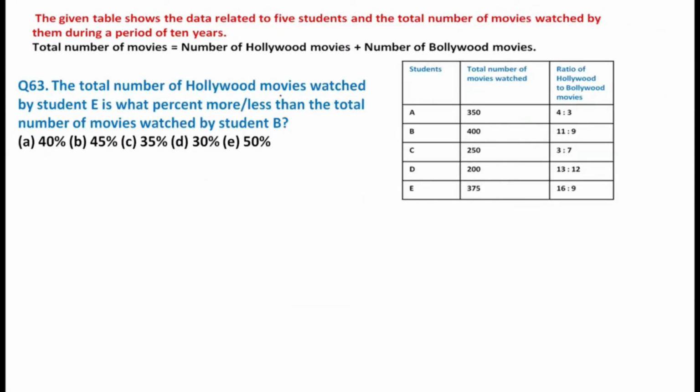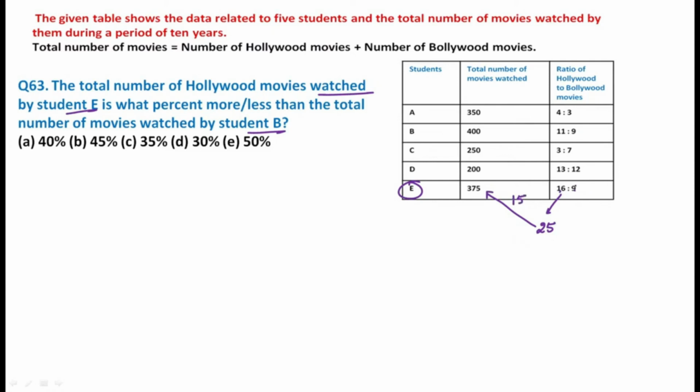Next, the total number of Hollywood movies watched by student E is what percentage more or less than the number of movies watched by student B. Now guys, the number of Hollywood movies watched by student E. Hollywood we required. So guys, each value is 25 units. Sum of these two numbers, 25 becomes 375. So 25 ones are 25, 25 fifteens are 375.